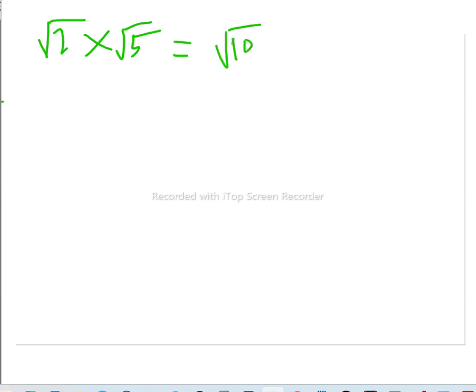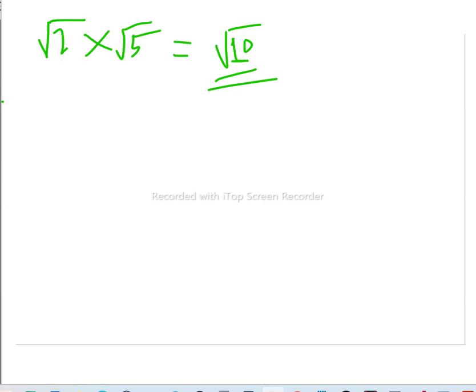So the final simplification is like this, because this is multiplication. If it is addition or subtraction, we cannot simplify this question more than this, because they do not have the same number or the same radical. As you see, 2 and 5 are not the same. So under multiplication, if they have the same index, we can multiply these numbers.